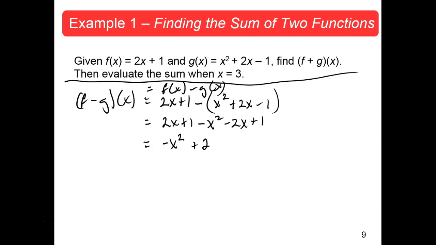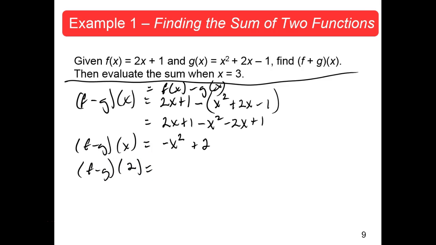Okay. Now, where do we go from there? Let's see what the rest of the problem is. Then evaluate the difference when x is equal to 2. So this is your difference function, f minus g of x, and they're asking for what is that when x is equal to 2. And you tell me.